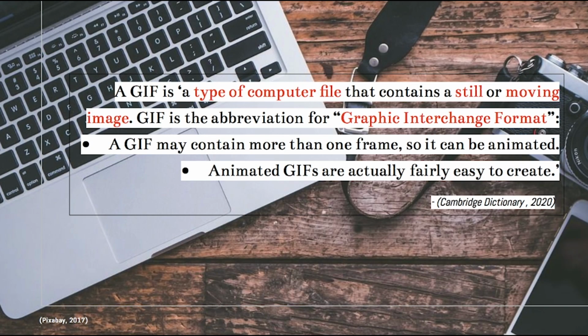So what is a GIF? A GIF is a type of computer file that contains a still or moving image. GIF is the abbreviation for graphic interchange format. A GIF may contain more than one frame, so it can be animated. Animated GIFs are actually fairly easy to create.